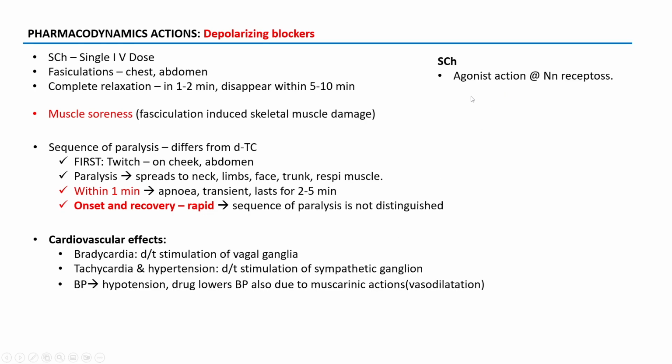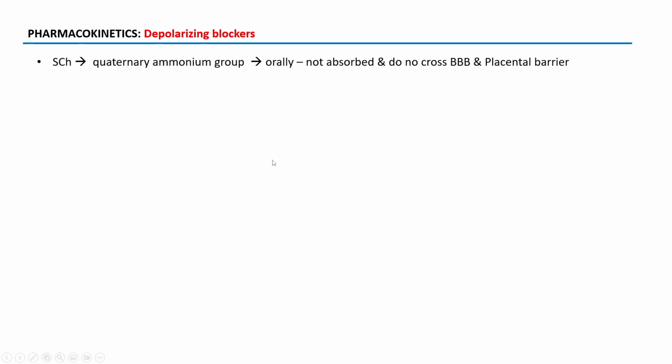Succinylcholine has additional agonistic action on the nicotinic neuronal receptors, and it can also lead to histamine release, and it can cause bronchoconstriction. It can stimulate the ganglion, which can lead to hypertension. Histamine release, when compared to D-tubocurarine, is much lesser with succinylcholine. So, coming to the pharmacokinetic parameters of succinylcholine.